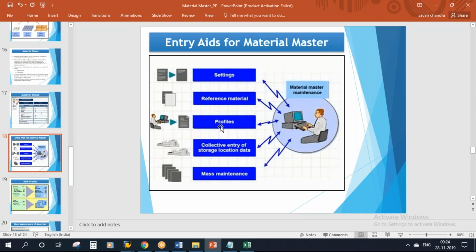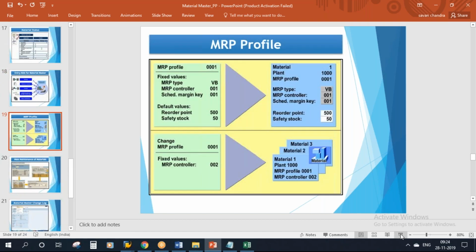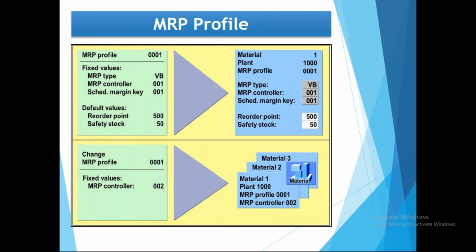Okay, next one is profiles. So when you are creating the material master, let's say all your materials have the same MRP data, then what you can do is create an MRP profile. In that MRP profile, you maintain the data for those fields, and when you are creating the material, you assign this MRP profile. Automatically all the values from the MRP profile will get copied to the new material.